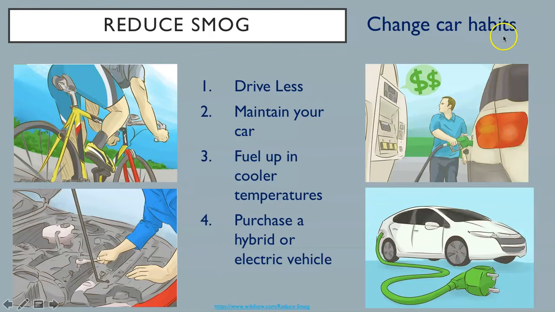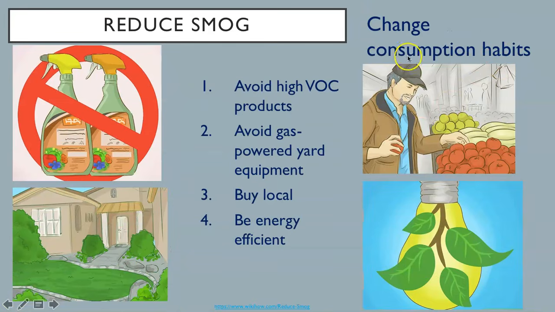How can we alter human activity at the first level of pollution management strategies? Well, we can change car habits. Simply drive less, maintain your car, and fuel up in cooler temperatures. And finally, purchase a hybrid or electric vehicle. We can change consumption habits. Avoid high VOC products. Avoid gas-powered yard equipment. Buy local and be energy efficient.